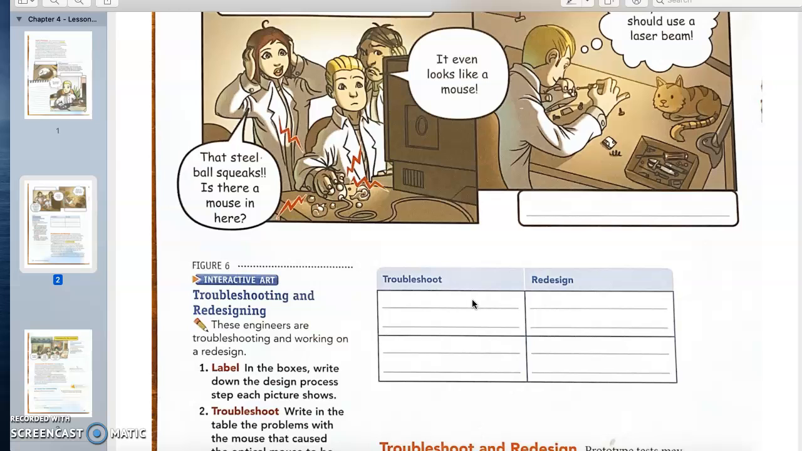What else is wrong with the old mouse that we had to fix? Right, it has a wire, so it had to be connected to the computer. So you can write had to be connected to the computer in that bottom box. So how did they redesign it to make it better? To fix the problem with the ball, they got rid of the ball, so there's no ball anymore. And how did they fix the problem with the wire? They used sensors to make it a wireless mouse. Nice job.